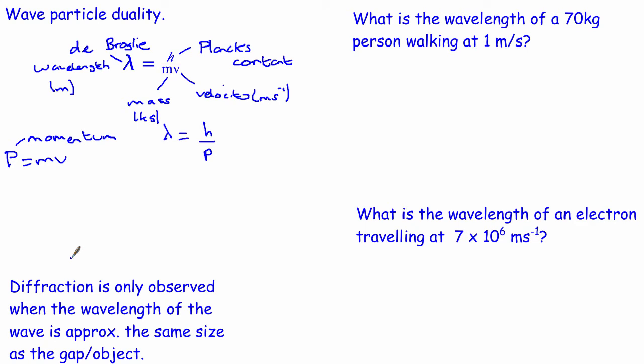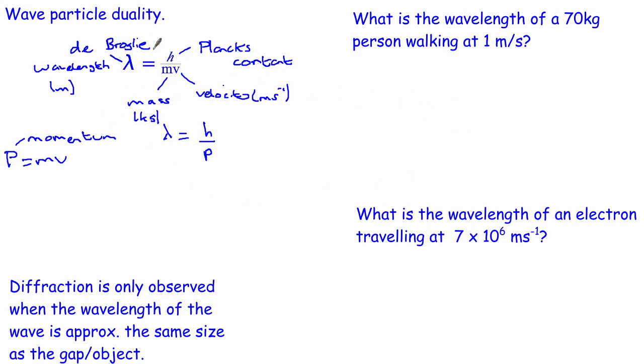So if we have a particle that's travelling along and it encounters a gap which is approximately the same size as its wavelength, then the wave nature of the particle will cause it to diffract. So you could have, for example, electrons travelling along that we normally think of as particles. If, however, they encounter a gap the size of the wavelength, then we will see an electron, which we normally think of as a particle, behaving like a wave, and so it diffracts.